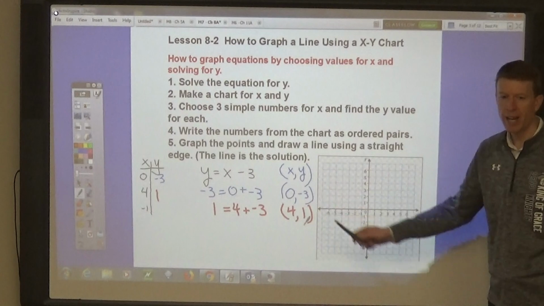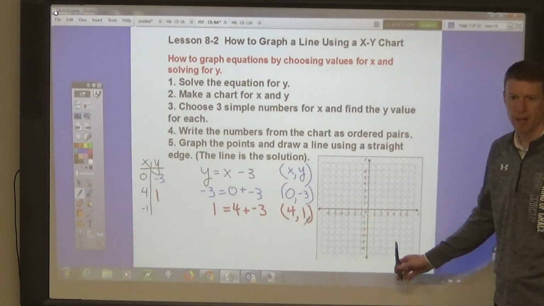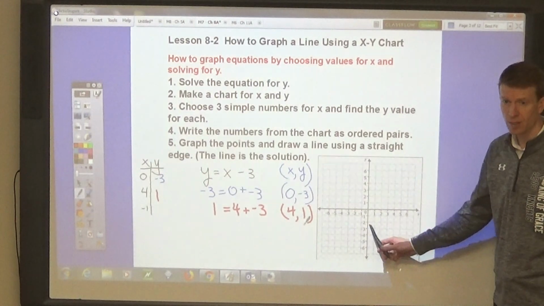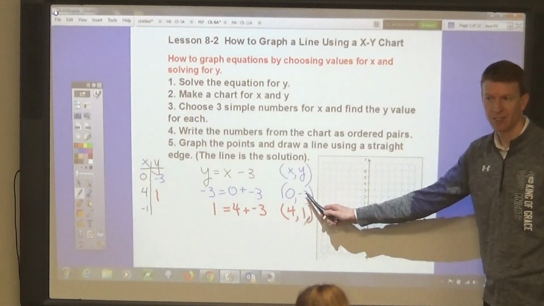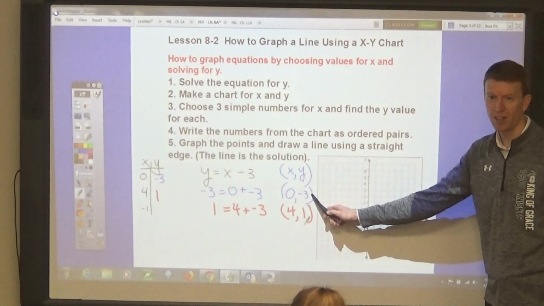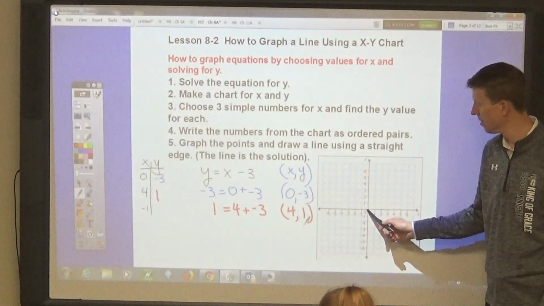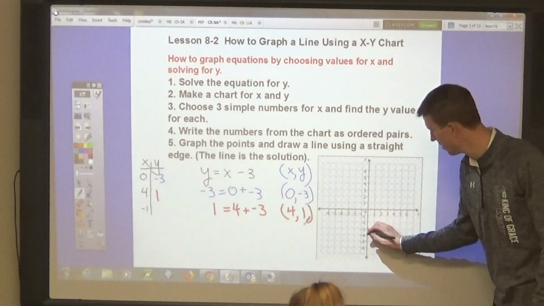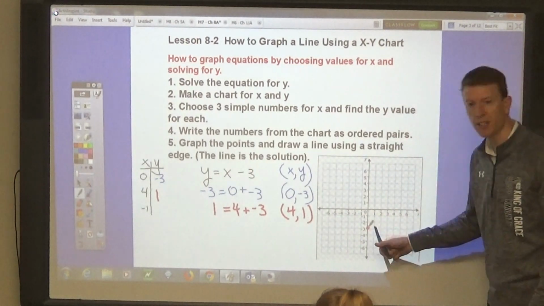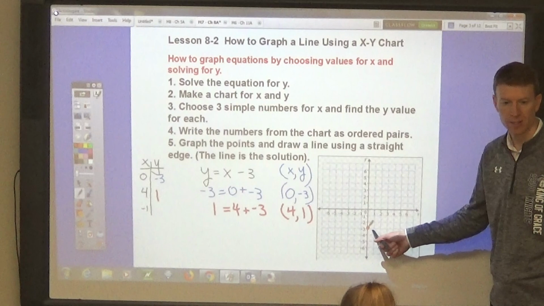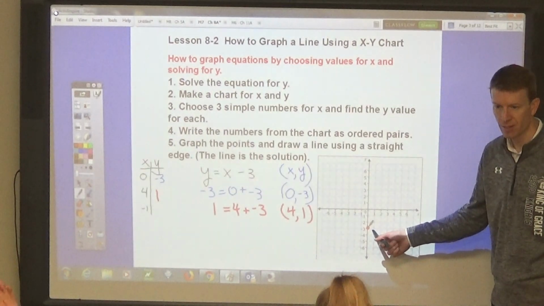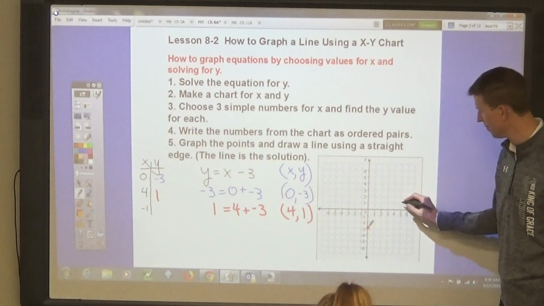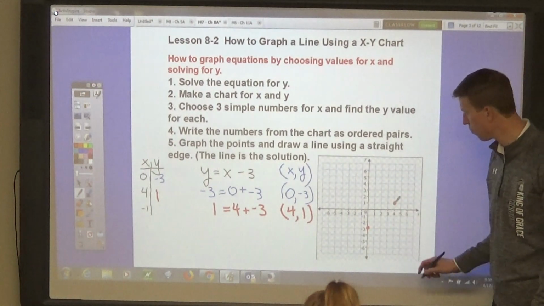So plot 0, negative 3. How do you do that? You go to the 0 and then you go down negative 3. Good. That's where you put the dot. How about 4, 1? You go to the right 4, and then you go up 1. Good. Right 4, up 1.